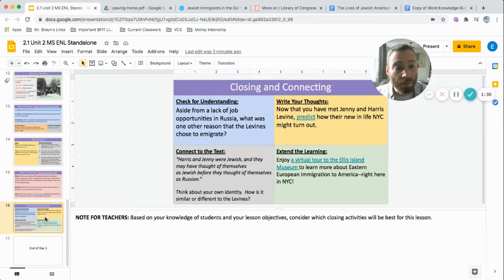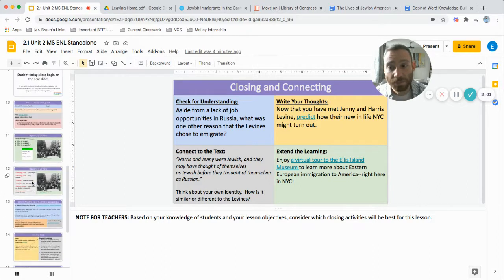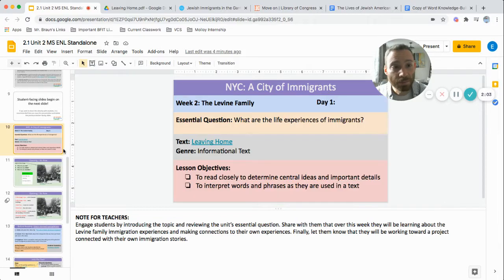As we conclude the lesson, we're going to focus on the identities of the Levine family and how they compare to our own identities. For example, the Levine family had multiple identities. They were Jewish, they were Russian, and they were American as well. Like us, they had many multiple identities. I want you to think about your multiple identities. Now let's begin the lesson.